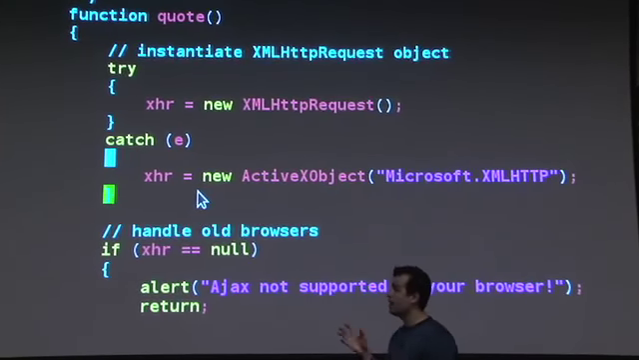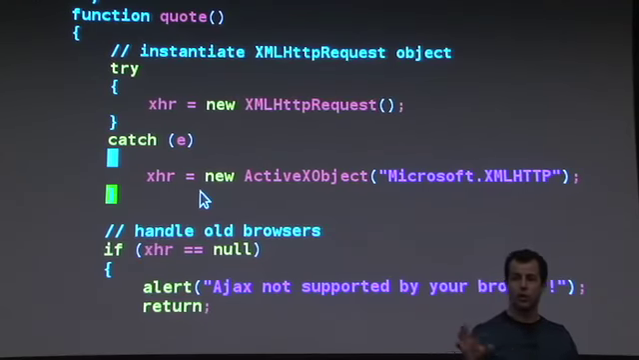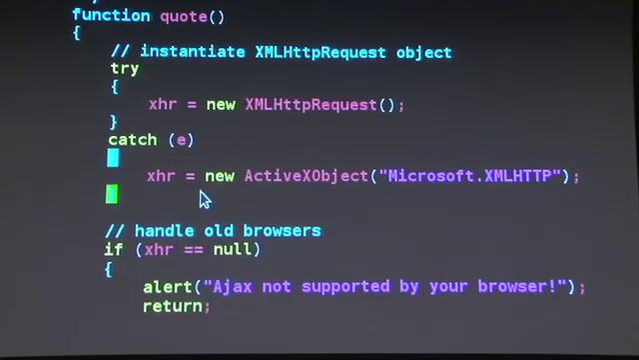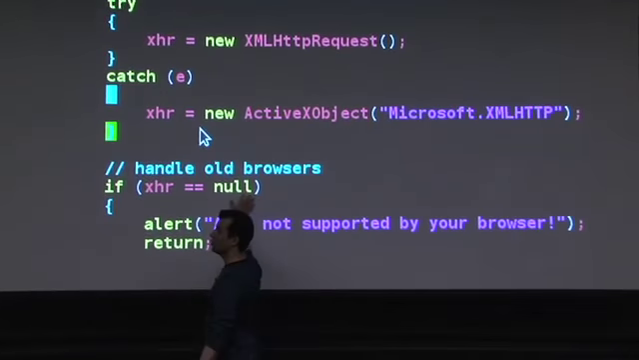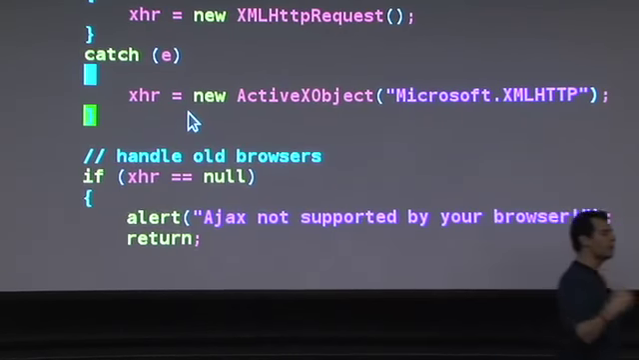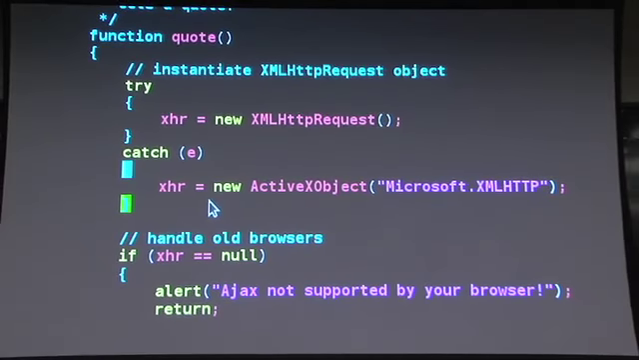This is an admittedly hackish approach to using try-catch. This isn't quite what exceptions are used for, but it was a fairly robust way, certainly early on, of detecting what browser you were using and supporting both. So if this is null, we're really using an old browser, and so we'll just alert the user that this isn't going to work. But if we scroll down, we can now make use of this.